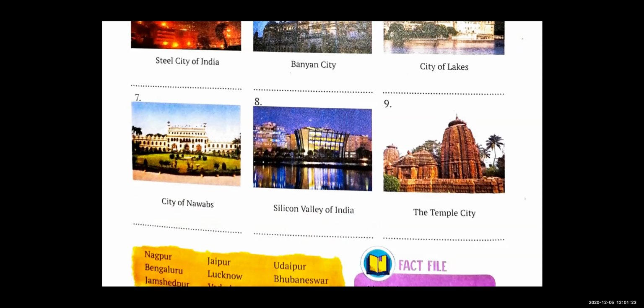So you can see the picture is of Konark, the sun temple, right? It is in Bhubaneswar. Why is it called temple city? Because, children, once upon a time there were about 700 temples at that place, right? Now it has been destroyed because of some reason, right?